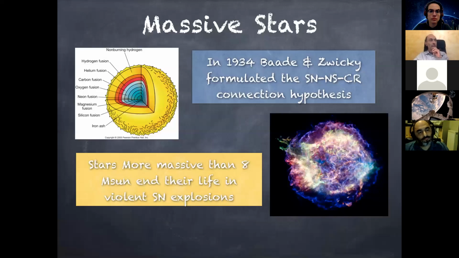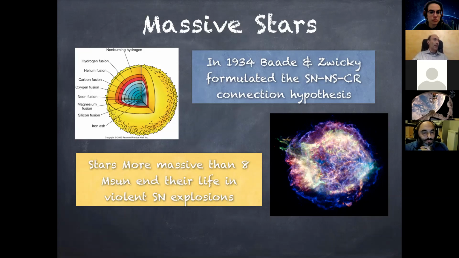So the story began in 1934, because it was Baade and Zwicky who first formulated the hypothesis that a massive star would die in a bright supernova explosion, leaving behind a remnant that collapsed the core in the form of a neutron star. And we know today that essentially 8 solar masses is the threshold for a star to go supernova and to produce neutron stars.